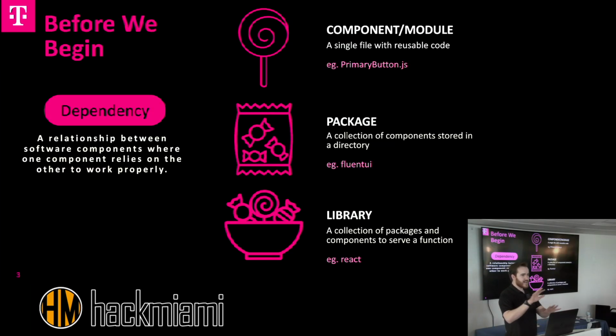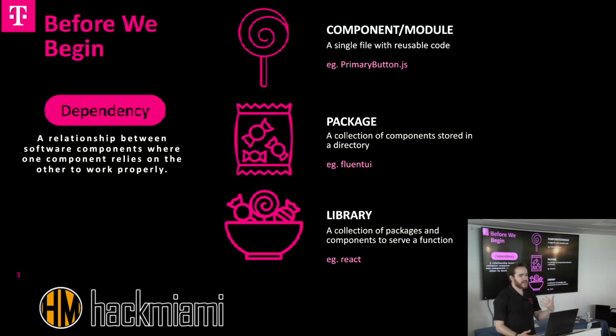Before we dive into the technical details, I want to make sure that we all have a baseline understanding of some of the terminology I'm going to be using. When I say dependency, the technical definition is a relationship between software components. One component relies on the other to work properly. All this means is when you're writing a piece of code and you have a single file, if your code relies on external code that is not in the file itself, whether you wrote it, or you downloaded it from the internet, whatever it is, your code is dependent upon it. It is a dependency of your code.